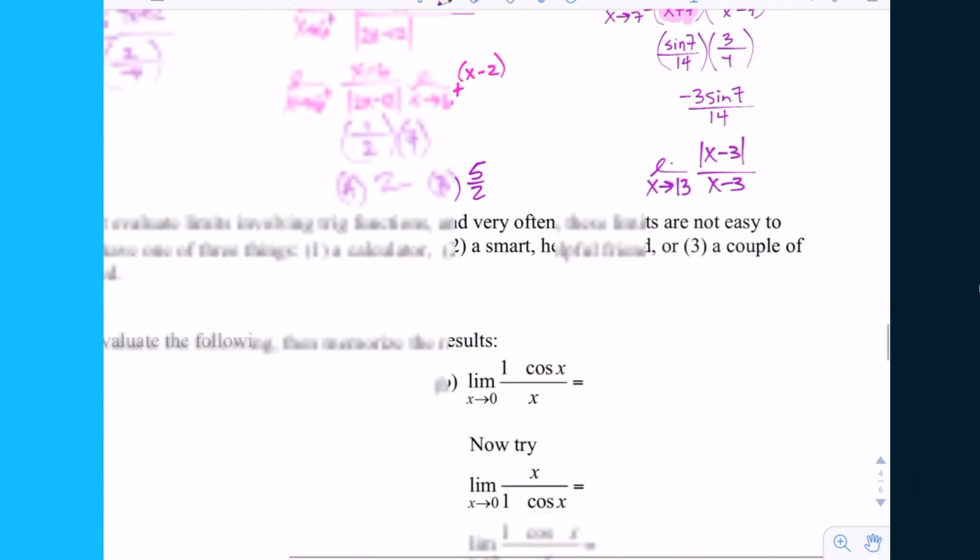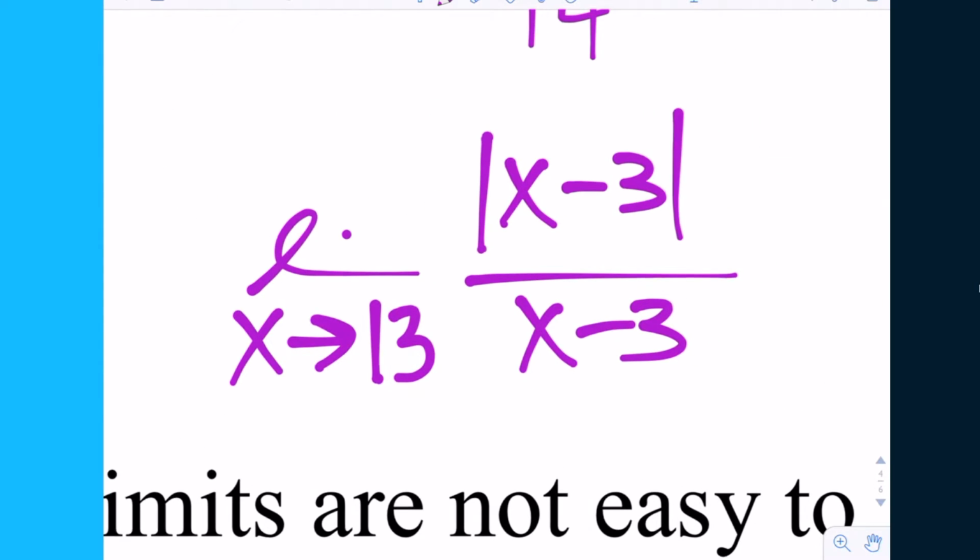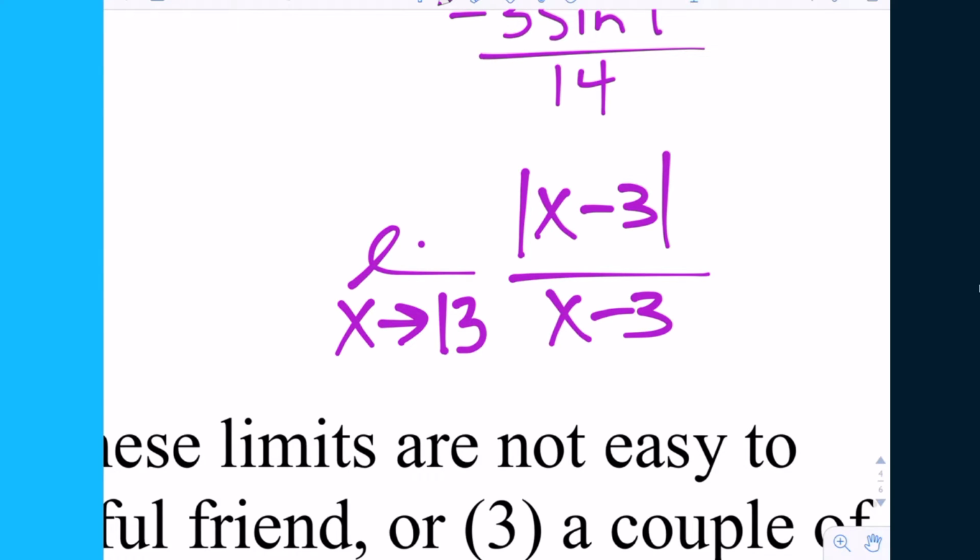All right, last one, bonus one. Scroll down, write this one down. The general limit. This one's a general limit. D and E, anyone?